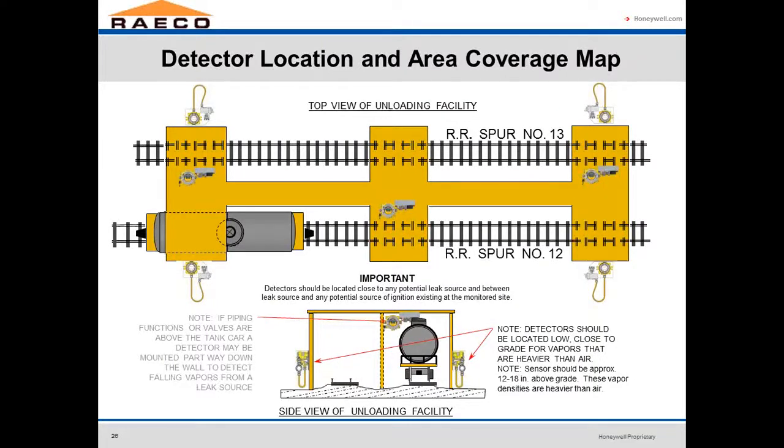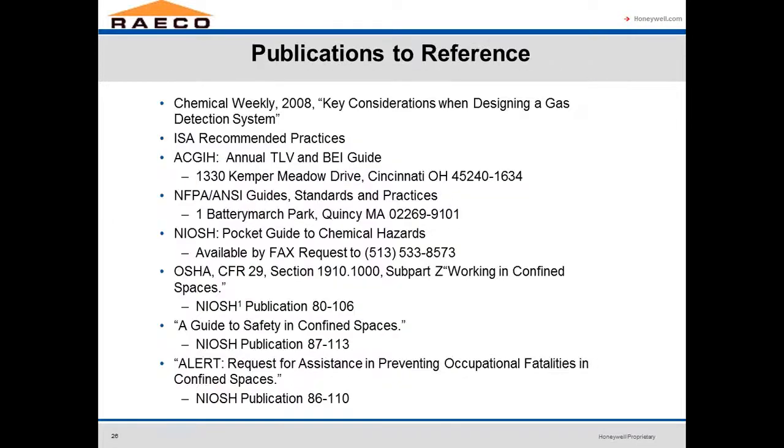We run a number of loading and unloading facilities. This is typically rail car. We see that on tankers as well, in terminals. So you can, again, enhance your point detection with open path, encompassing the area and/or fence line.